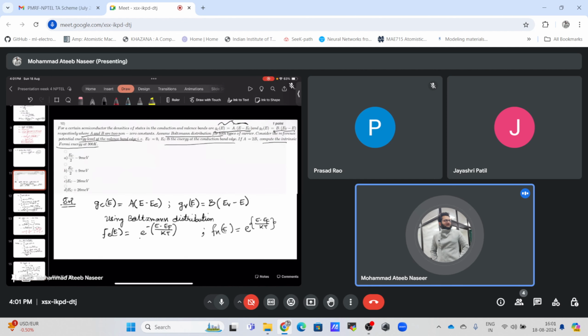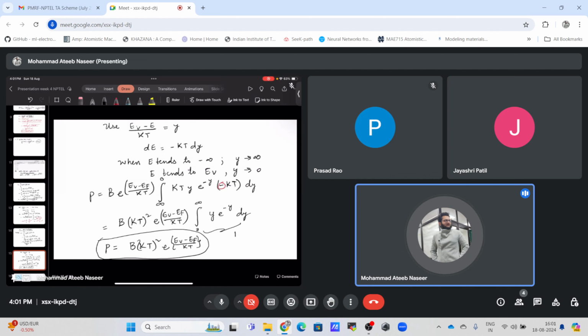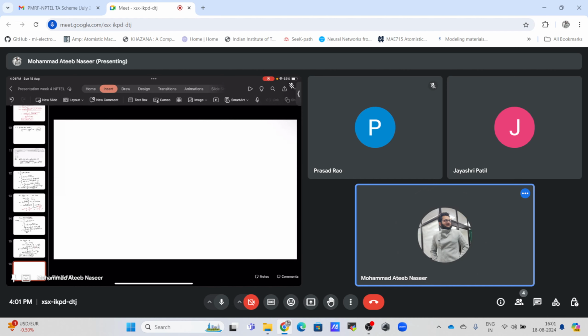The problem wanted us to find the intrinsic Fermi level. The intrinsic Fermi level needs to be found when A is equal to 2 times B. For the intrinsic Fermi level, we know that the electron concentration is equal to the hole concentration, which is equal to the intrinsic concentration, and for that, EF, the Fermi level, is the intrinsic Fermi level. So we have found the values of N and P.